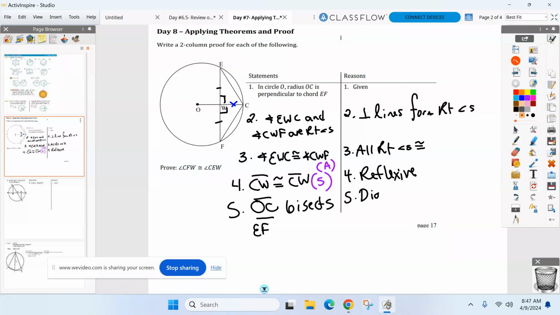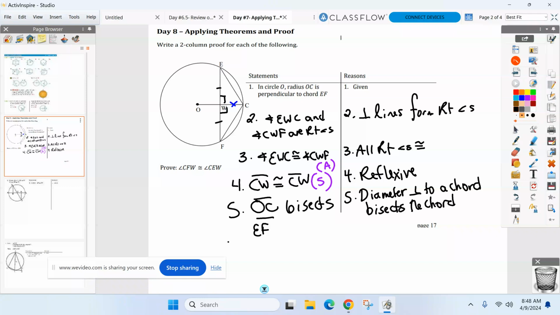A diameter perpendicular to a chord bisects the chord. Again, it does not say the two segments are equal. That's going to come next, though, for a different reason. So here we go, a little review of this theorem right before break.